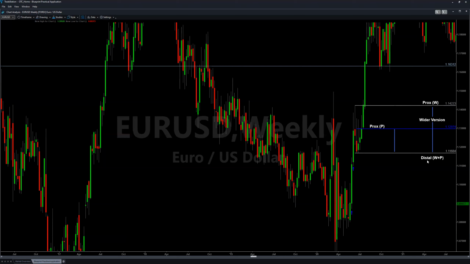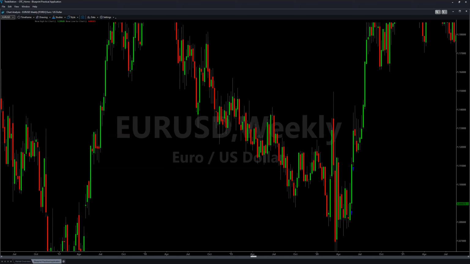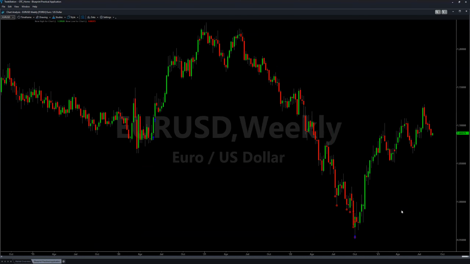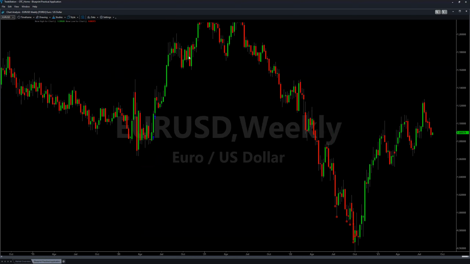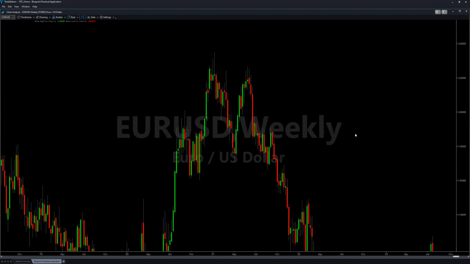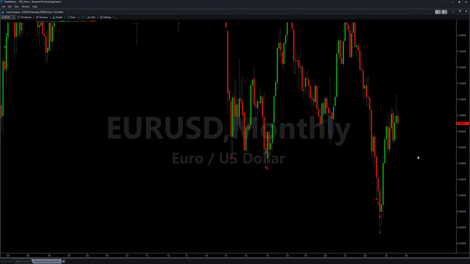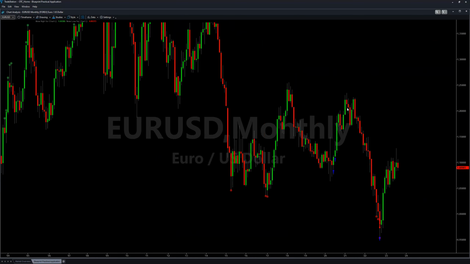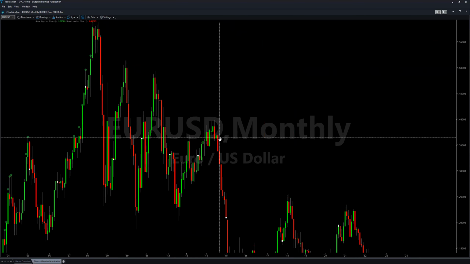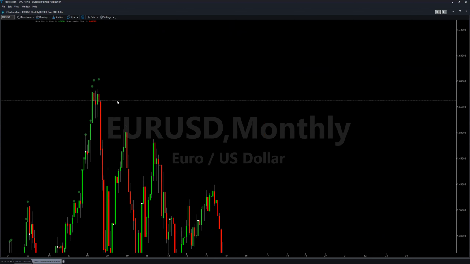And now let's talk about our first supply zone, and that is rally-base-drop. Where are our rally-base-drops, guys? Rally-base-drops. Drops not the best. Looking for nice samples here for you. A rally-base-drop, that's nice.